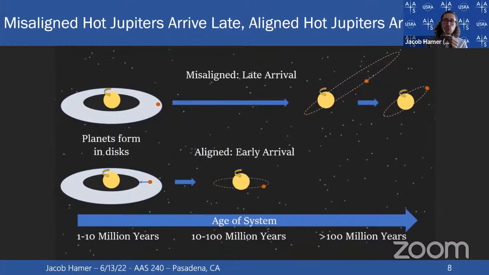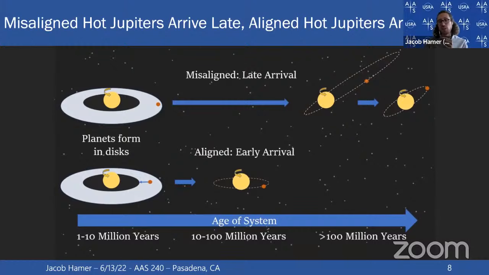In the top panel, I'm showing how we think misaligned hot Jupiters may form. They still form within the disk, but they form further out and they can't arrive before the disk disappears. And then a significant amount of time later, after some interaction with other planets or a companion star, the hot Jupiter is on an eccentric orbit, meaning it's not circular, and it's inclined, meaning it's misaligned.